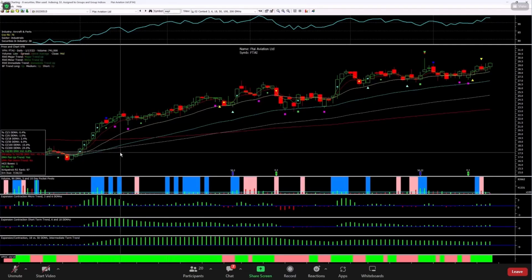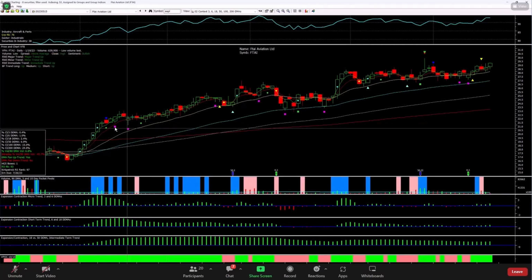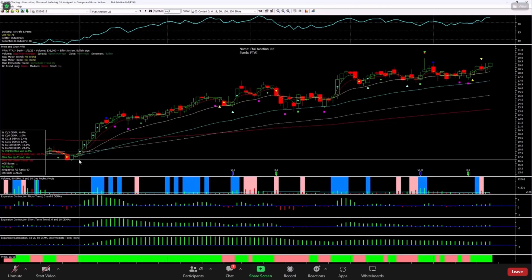Let's go back here and see what we have. Here's a great test here. Here's a test that worked for a day or two. But let's go clear back here. And what are we looking at here?